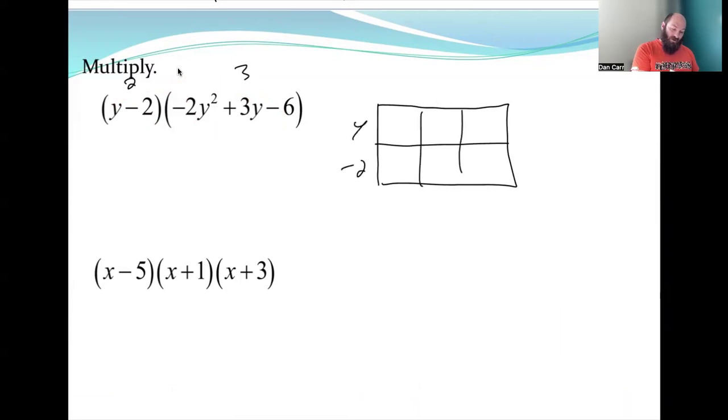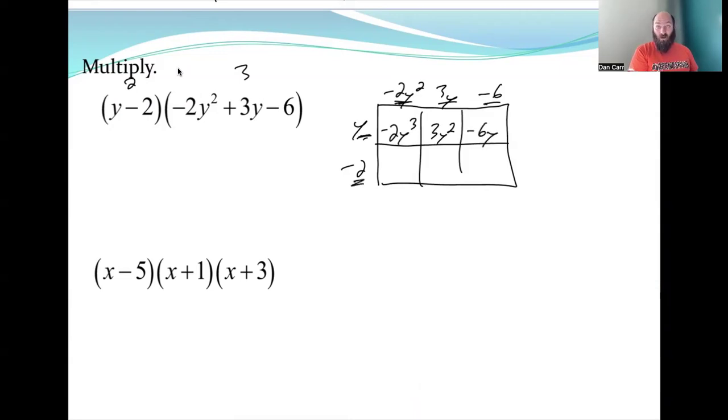I have y minus 2 here. I have negative 2y squared plus 3y minus 6. Every box is going to be the product of what's above and to the left. So if I do this, I've got negative 2y squared, and y is a negative 2 times y to the third power. 3y and y is going to make 3y squared. Negative 6 and y is negative 6y. Then I come down here.